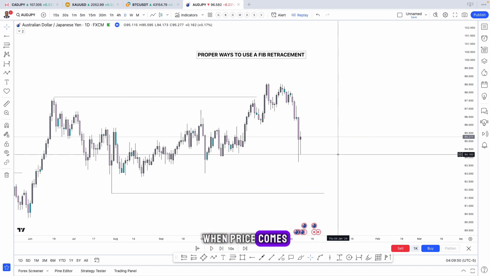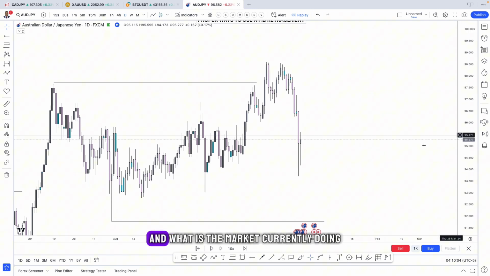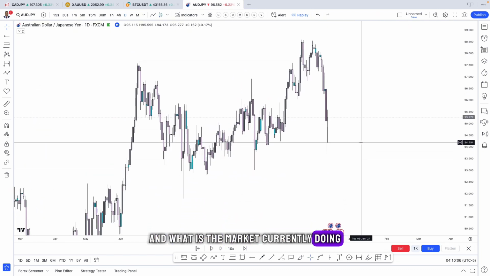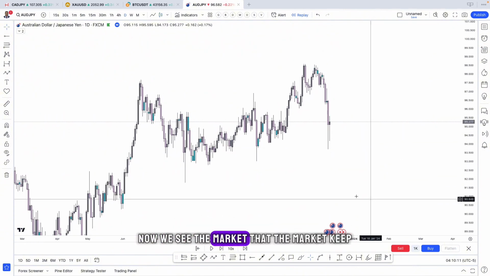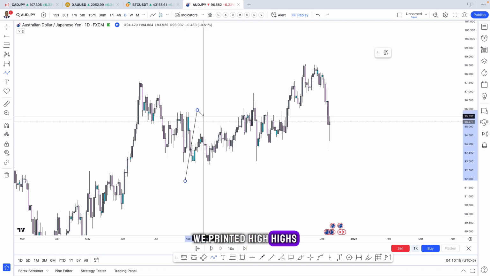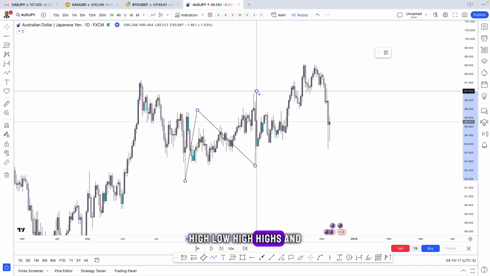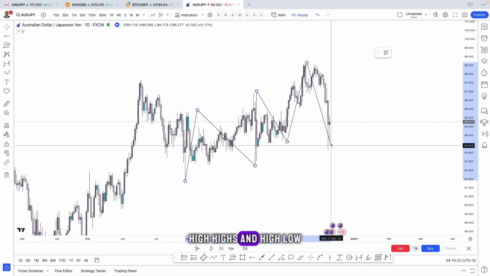When price comes above your red line, that is to show you that the price is either in premium or in discount level. And that is what we're going to be doing now. So what is the market currently doing? Let's remove all the tools. Now we see that the market keeps going high. We printed higher highs, higher lows, higher highs, and higher lows here.